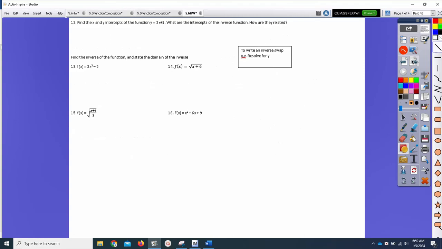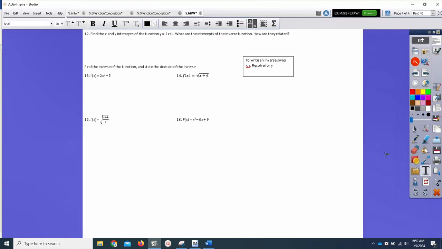All right, what are we looking at here? 12, and then I'll probably do 2 more of these. Find the x and y intercepts of the function y equals 2x plus 1. What are the intercepts of the inverse function and how are they related? So you've got to do some more stuff here, unless you know the shortcuts, but whatever, we'll just do them.